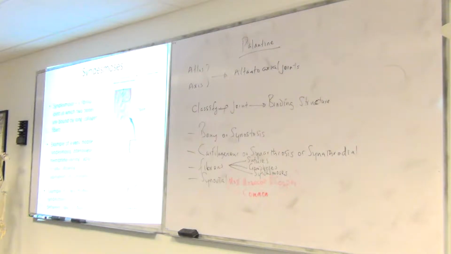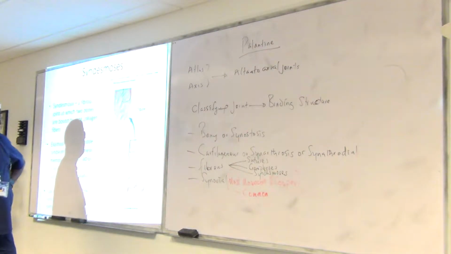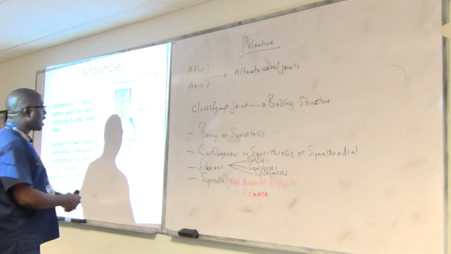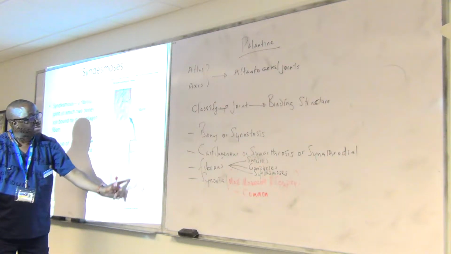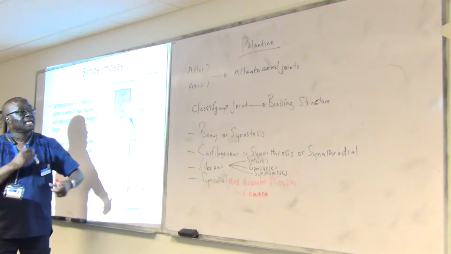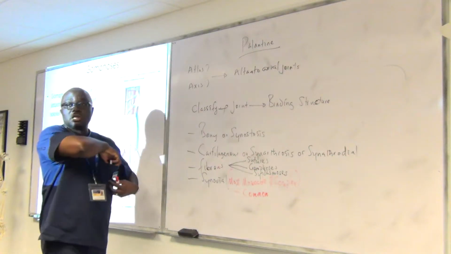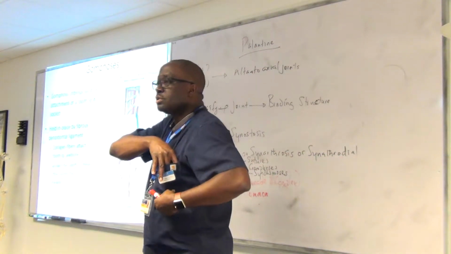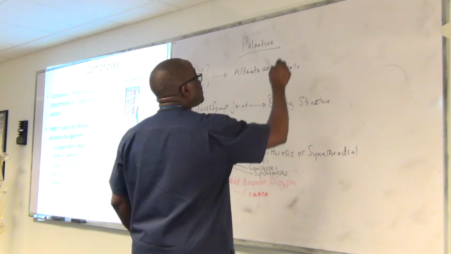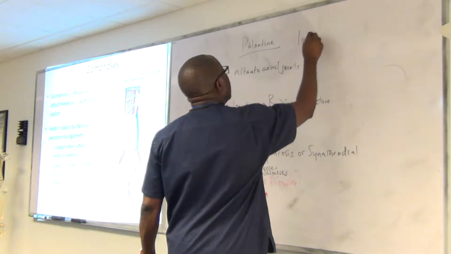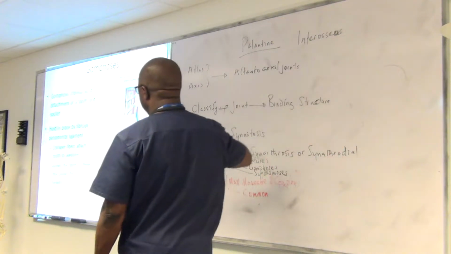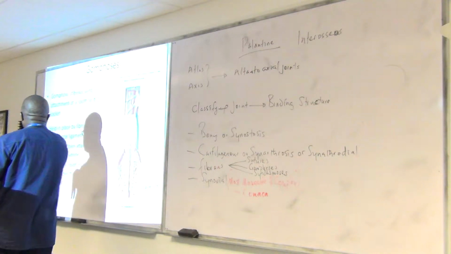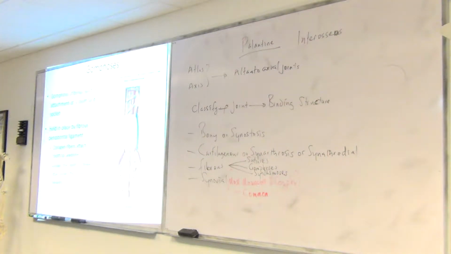Syndesmosis is another type of fibrous joint. The syndesmosis is when you have two long bones, but in between them there is an interosseous membrane. When we say interosseous, what does that mean? In between bones. So the interosseous membrane is in between bones.